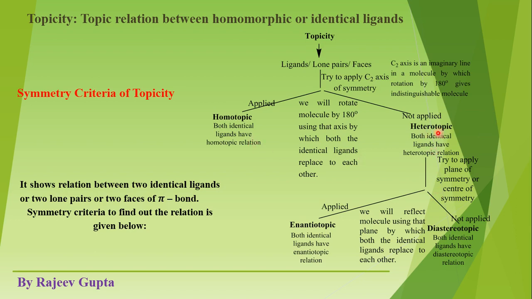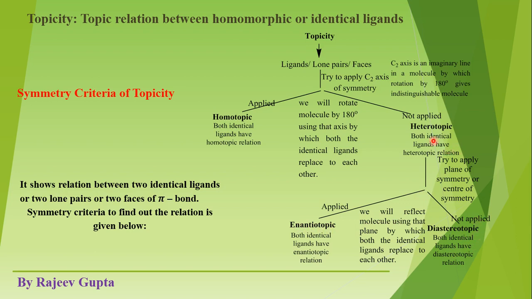So after that, in heterotopic relation we can further classify this topic relation into two parts. This is enantiotopic and diastereotopic, based on the symmetry criteria, which is plane of symmetry.